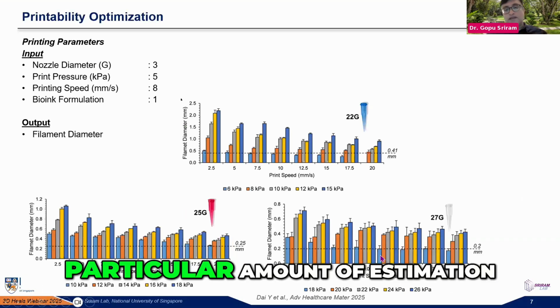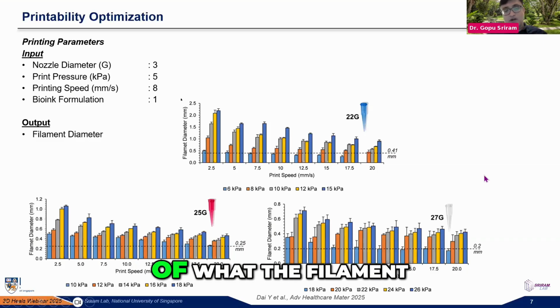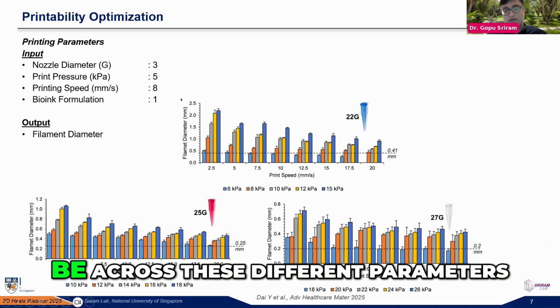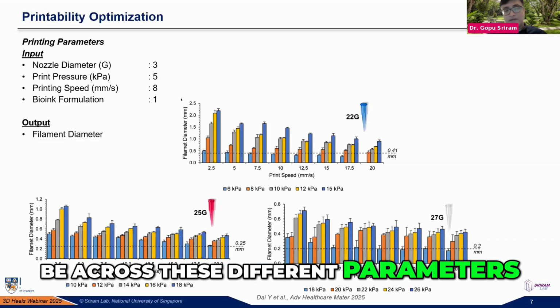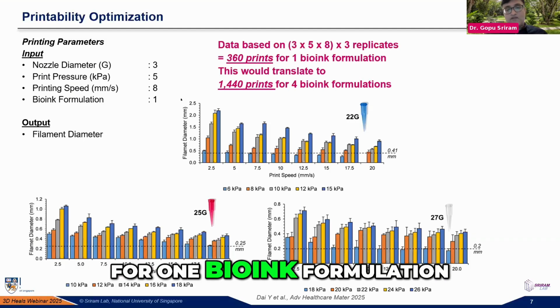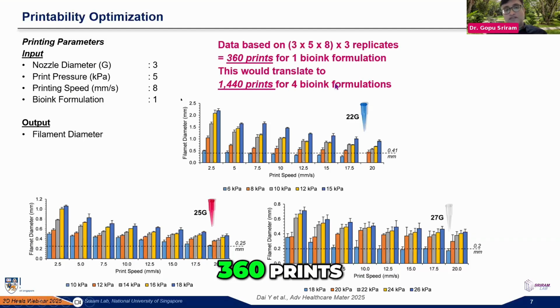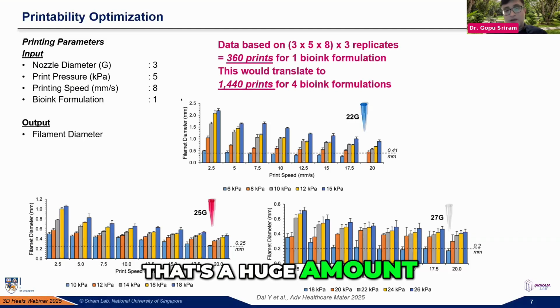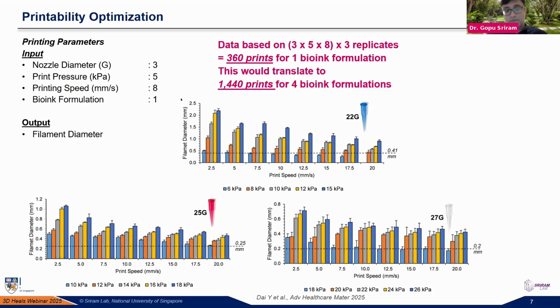But to do this particular amount of estimation of what the filament diameter is going to be across these different parameters, for one bioink formulation, we had to do 360 prints. That's a huge amount of prints to be done, and the amount of manpower which is needed for this, right?